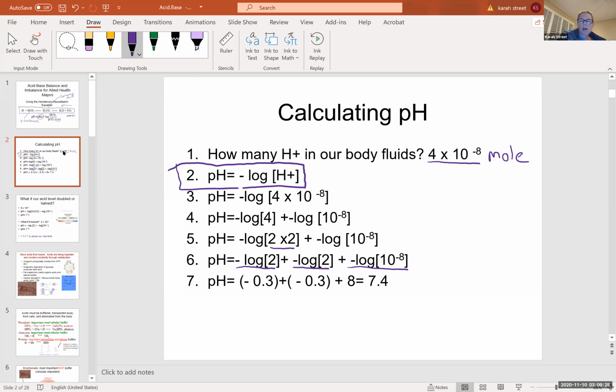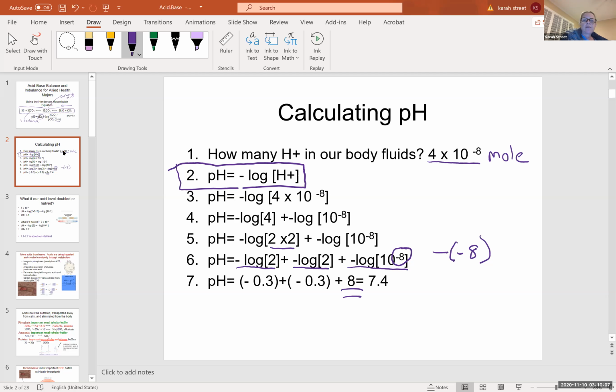When you take the log of something with the base 10, you're basically taking this superscript, taking it out of the superscript position, and now treating it as its own digit. So the negative log of 10 to the negative 8 would be negative of negative 8, which is positive 8. The negative log of 2 is negative 0.3. You do not need to memorize that. It is just me showing you how you can break down this equation.